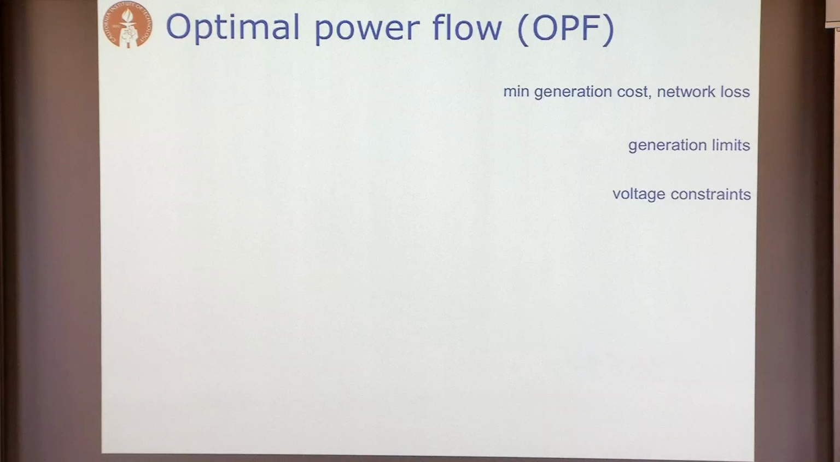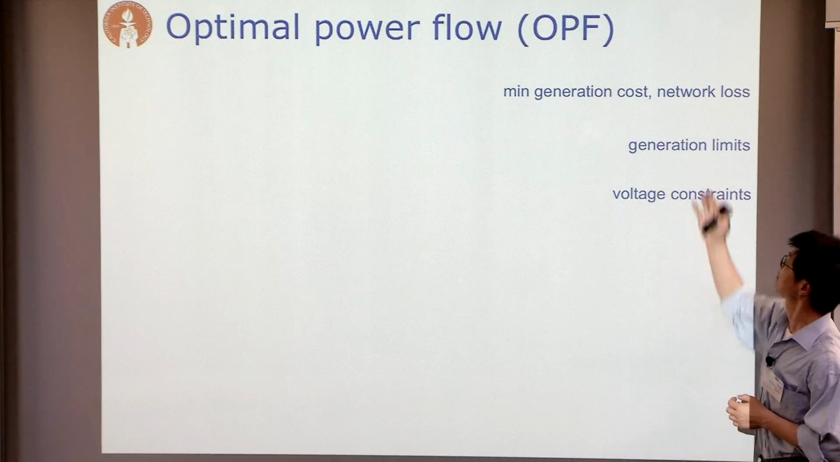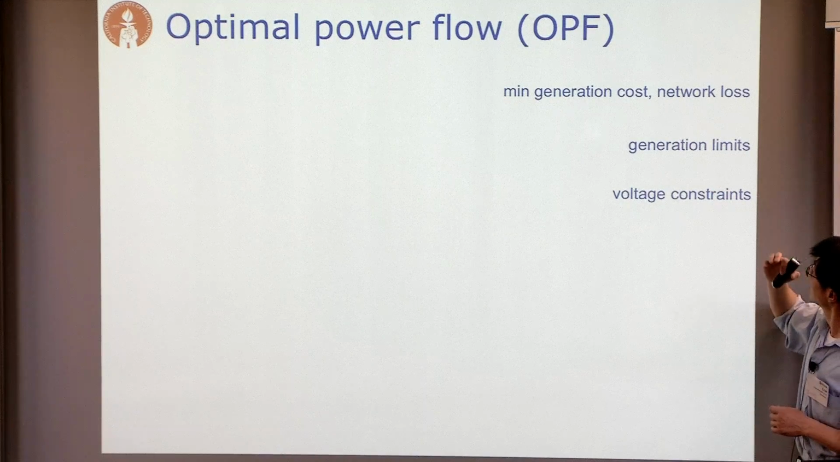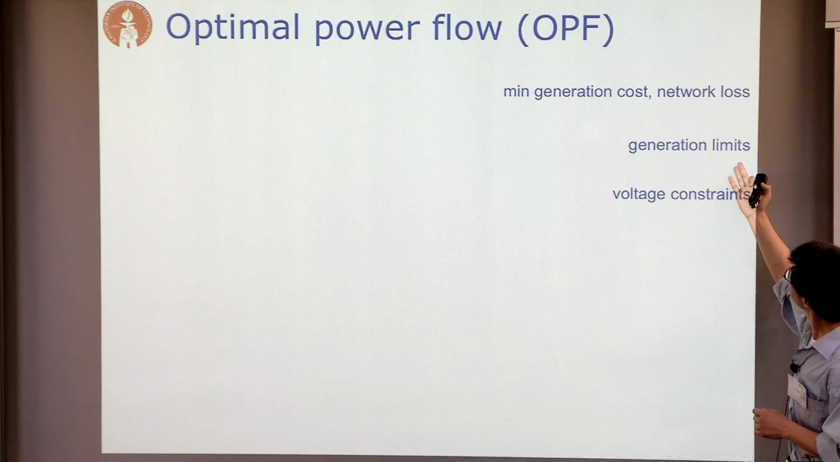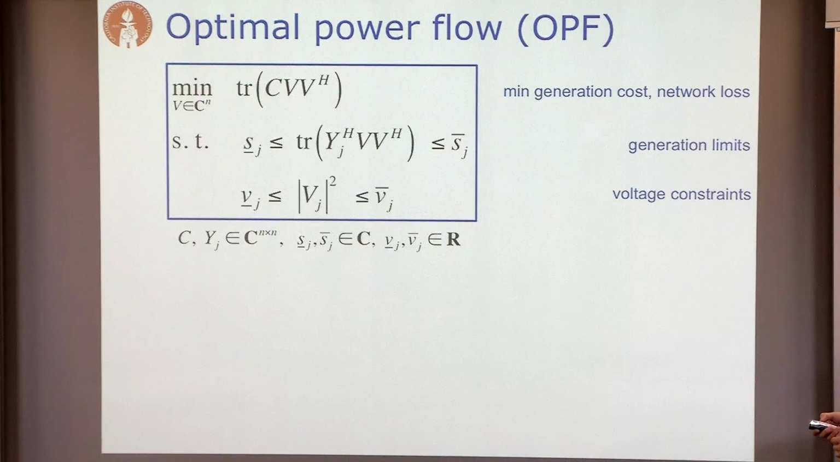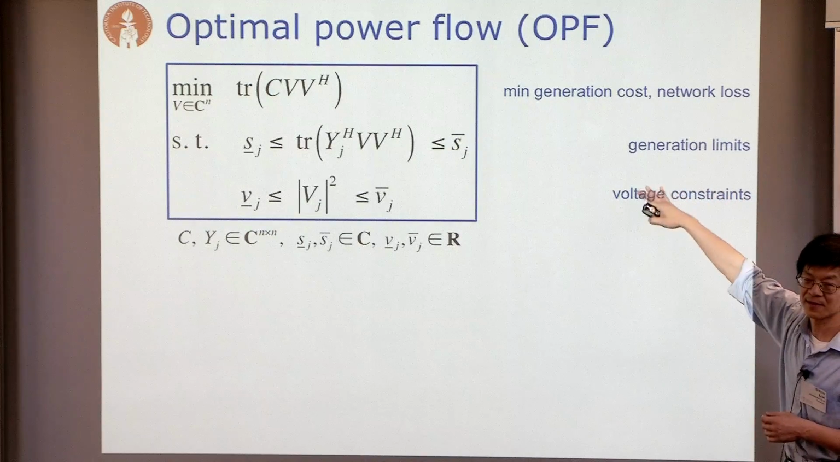All right. So the problem, again, is you want to minimize a certain cost, examples of that, subject to generation limits. Let me just show the mathematical one. Subject to certain constraints, basically.